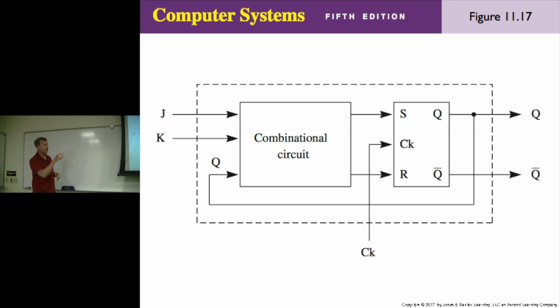Now you understand the S output of the combinational circuit is the S input to the SR flip-flop, and the R output from the combinational circuit is the R input to the SR flip-flop. So we have to design a circuit for S, and we have to design another circuit for R. Are you with me? And so now the question is, how do we do that?